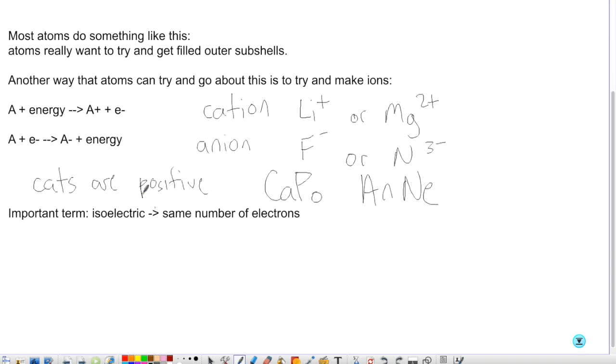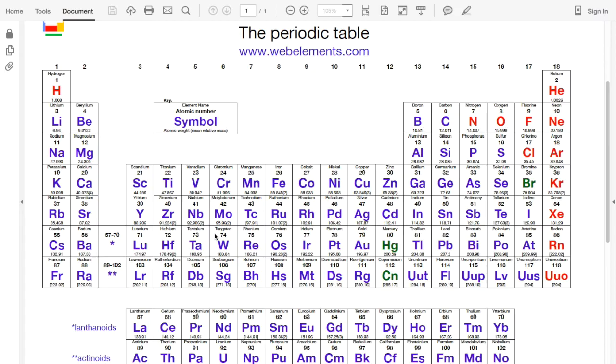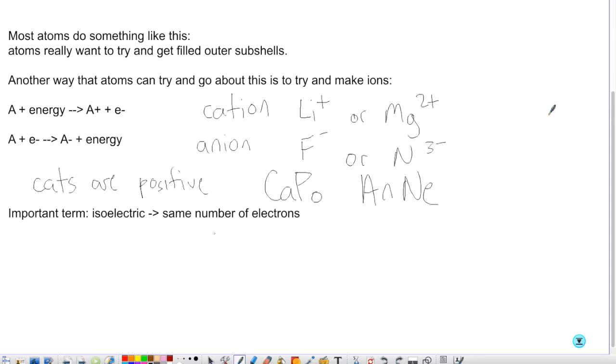There's an important term here that you'll see a lot, and that's isoelectronic, and that just means same number of electrons. So if sodium loses an electron, sodium atom has 11 electrons. So if it loses an electron, it's going to have 10 electrons, which is going to be isoelectronic with neon atom, and we'll use that rather a lot.